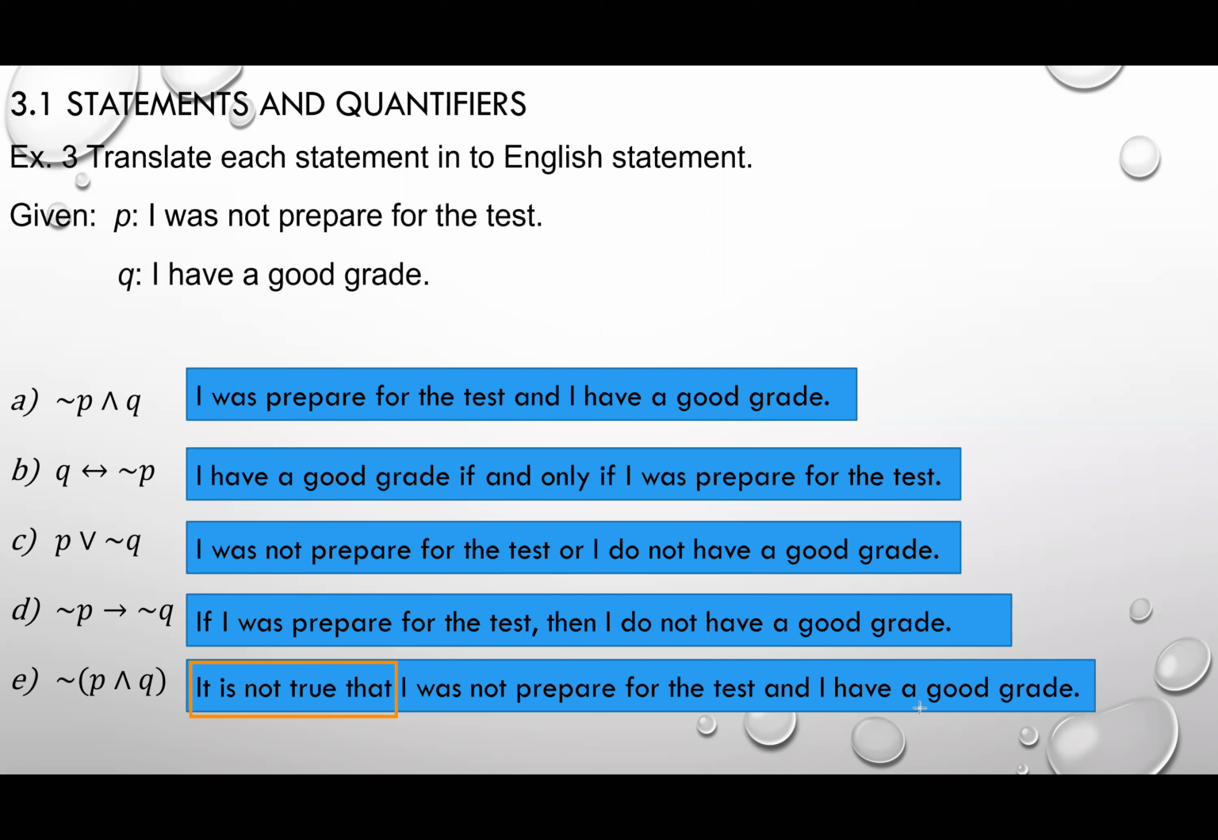In short, this is what we need to know to negate a compound statement: we just put "it is not true that" before the whole statement. If it is a conditional statement, we say it is not true that if I was not prepared for a test, then I have a good grade. If it has the "or," you say it is not true that I was not prepared for a test or I have a good grade. So for a compound statement, we put "it is not true that" the following statement.